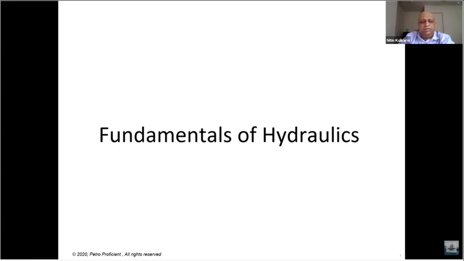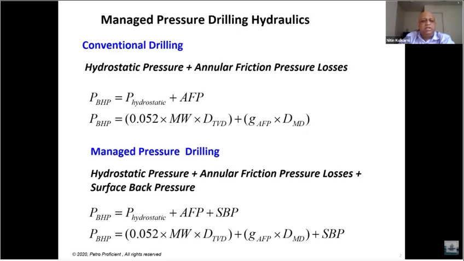Okay, so let's quickly look at the fundamentals of hydraulics. Here you have the difference. You'll see some equations on the screen. In conventional drilling, you would see that you have your hydrostatic pressure and your annular friction pressure profile. We discussed this a little while ago.